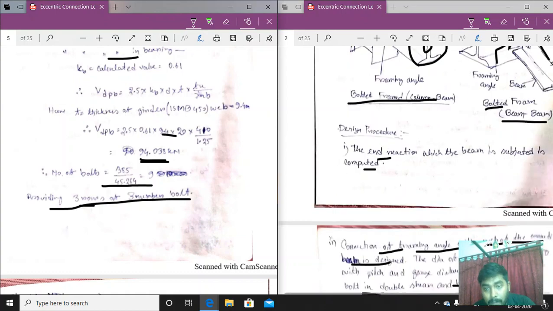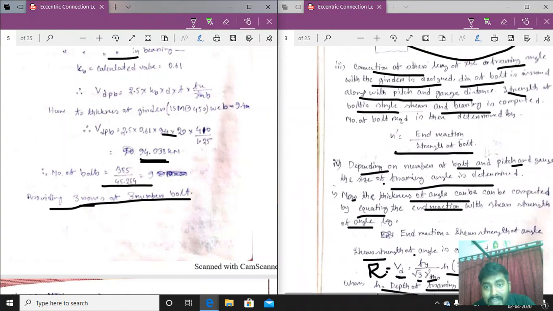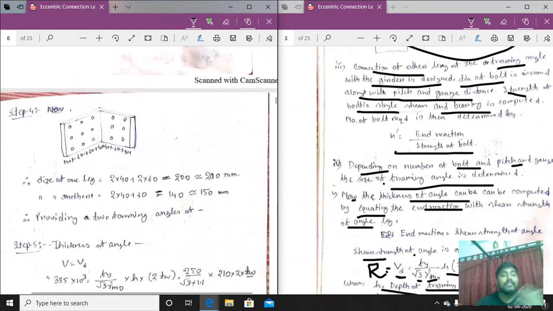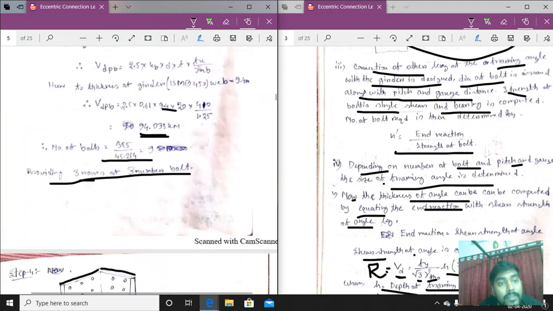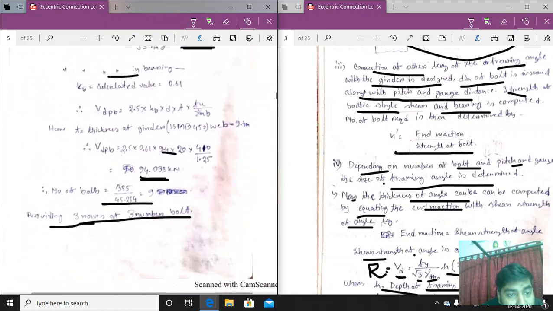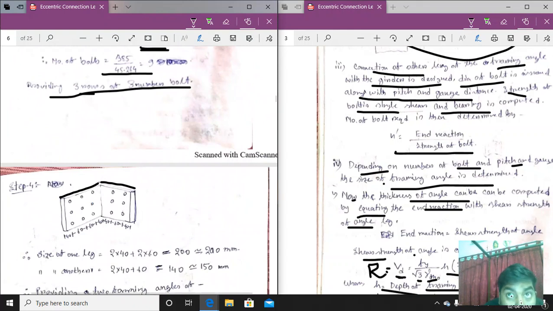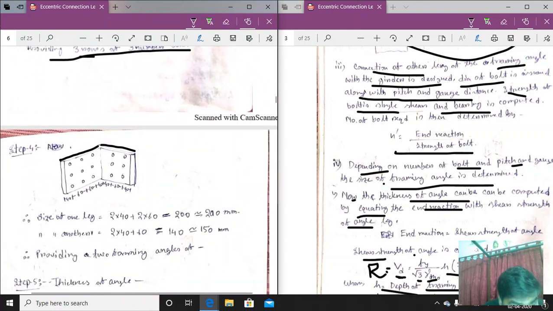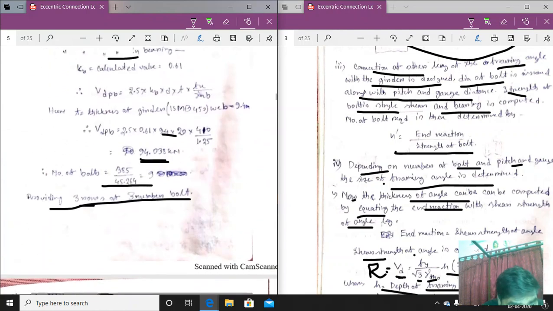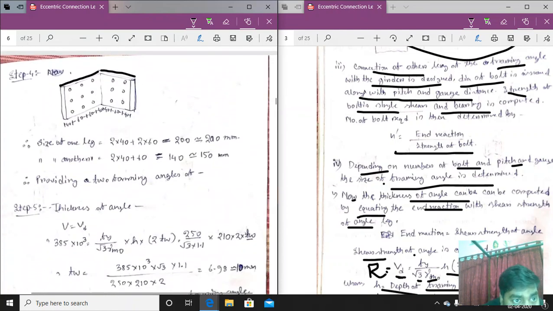Now coming to the next step, depending on the number of bolts, pitch and gauge, the size of the framing angle is determined. So this is the size of the framing angle. With this angle, this leg is connected with the girder and this leg is connected with the beam. So for the beam, the number of bolts is 6 now. So 6 bolts are provided in 2 rows, and for this leg 3 bolts are provided in 3 rows.